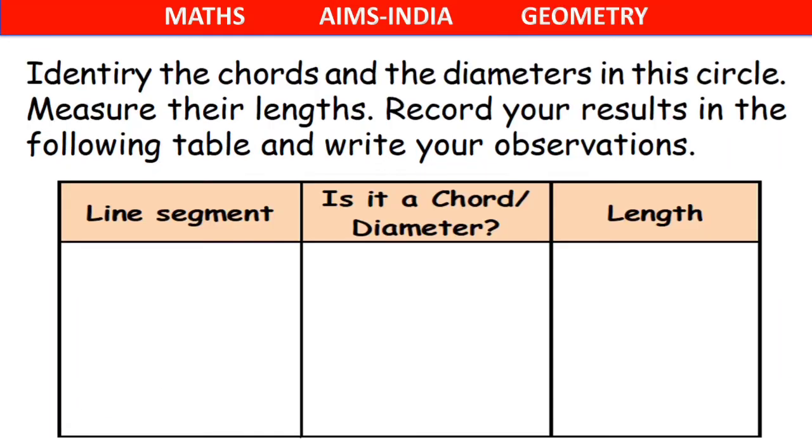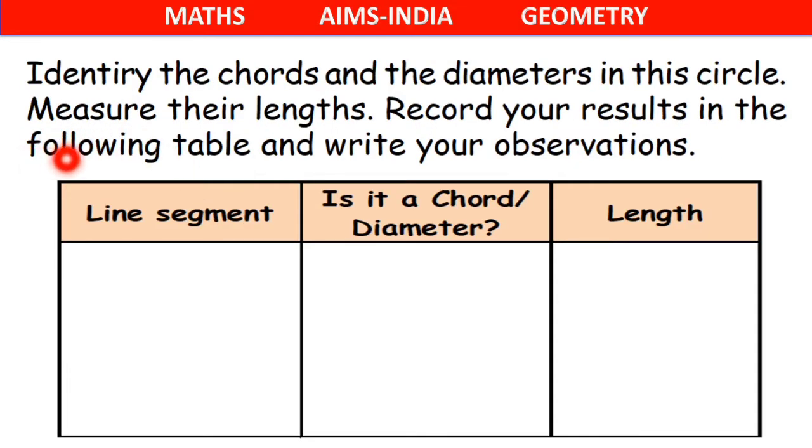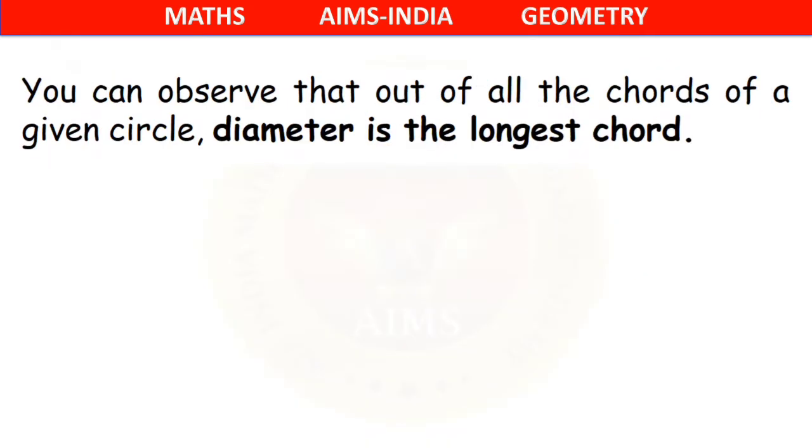That passes through the center of the circle. Now next, what is it, children? Identify the chords and diameters in this circle. Measure their lengths and record your observations in the following table and write your observations. So what are they saying?